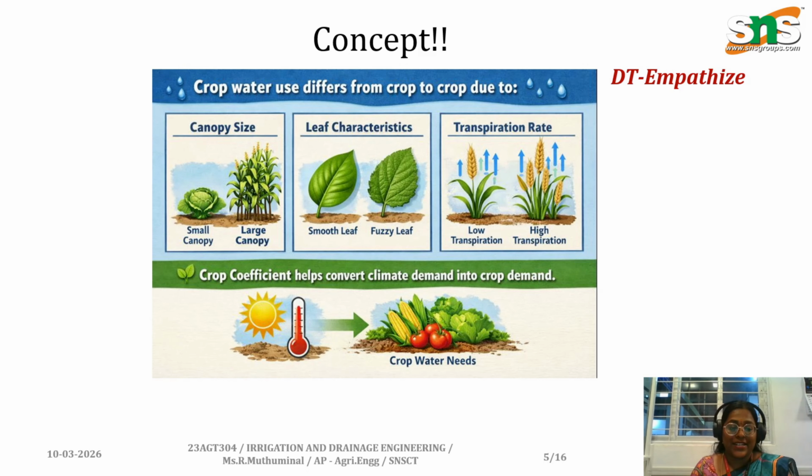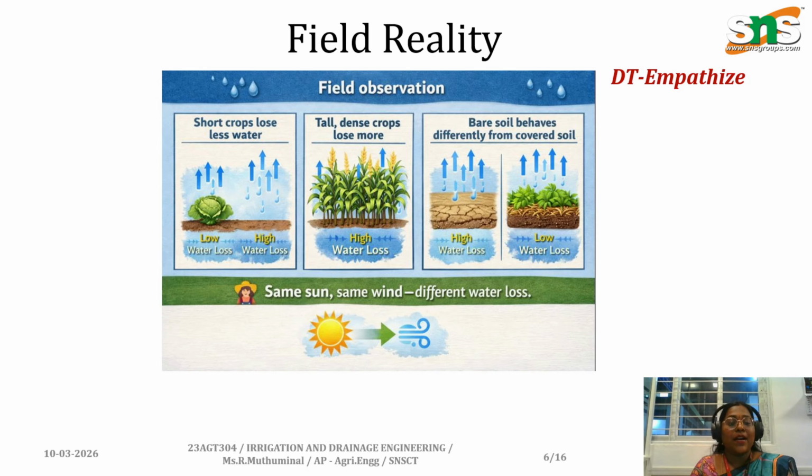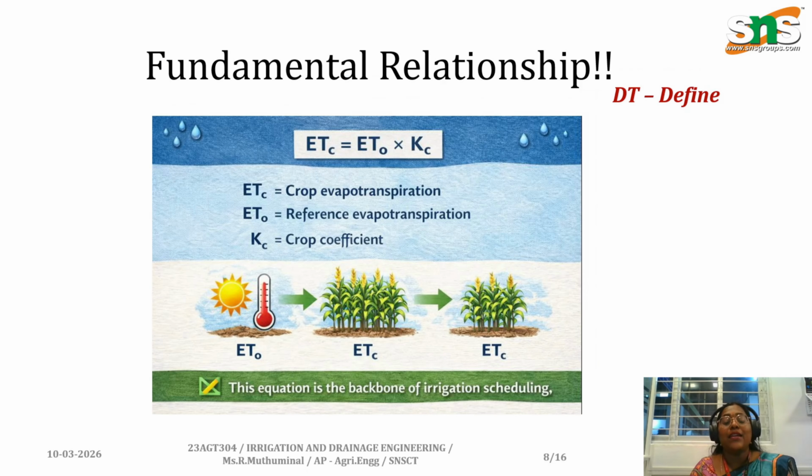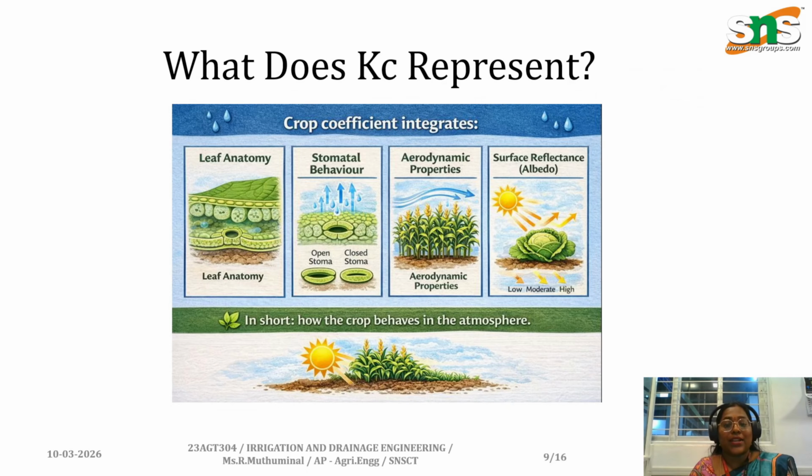By multiplying this reference value with the crop coefficient, we obtain the actual crop evapotranspiration, which indicates how much water a particular crop needs. So the fundamental relationship used in irrigation engineering is ETc = Kc × ETo. That means ETc represents the crop evapotranspiration, Kc represents the crop coefficient, and ETo represents the reference evapotranspiration. This equation helps irrigation engineers to estimate the crop water requirements accurately based on both climate and crop characteristic conditions.